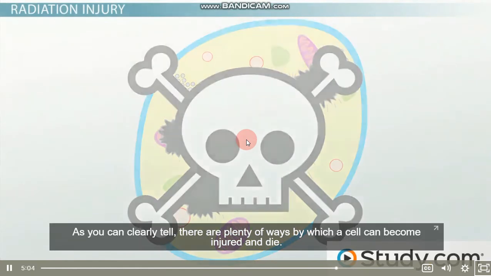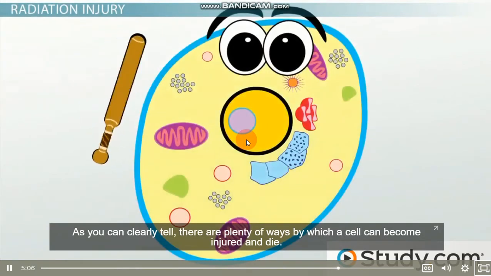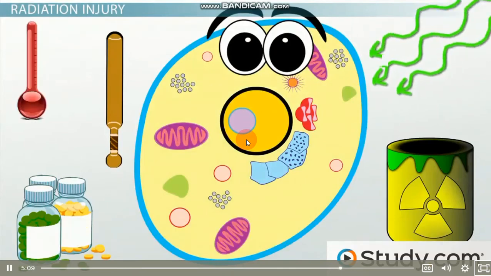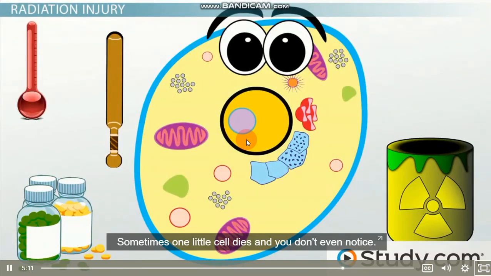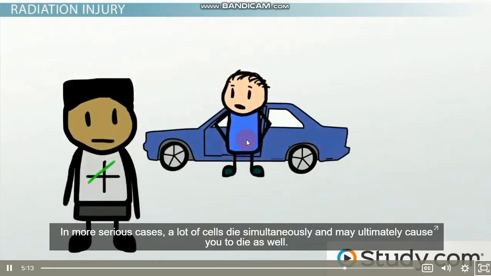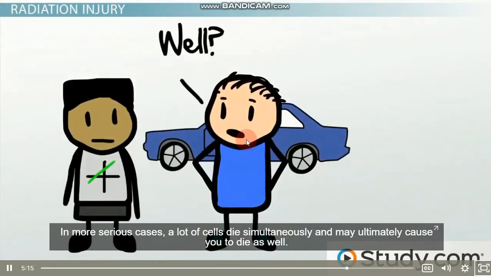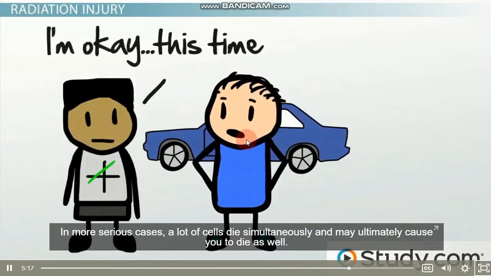As you can clearly tell, there are plenty of ways by which a cell can become injured and die. Sometimes one little cell dies and you don't even notice. In more serious cases, a lot of cells die simultaneously and may ultimately cause you to die as well.